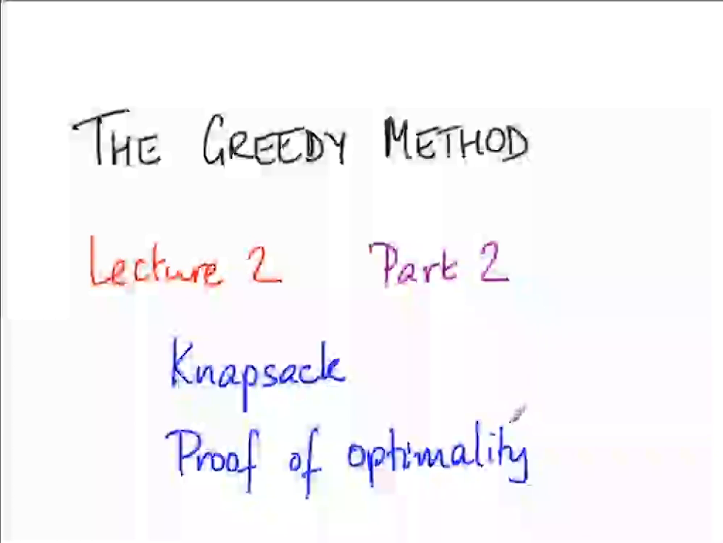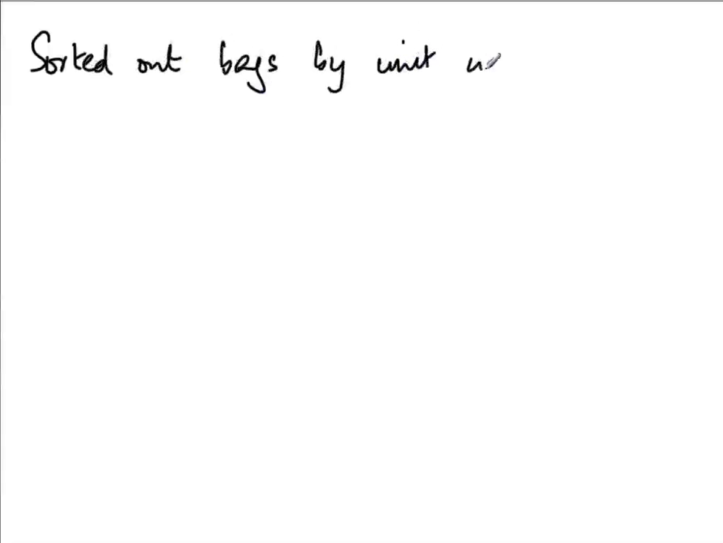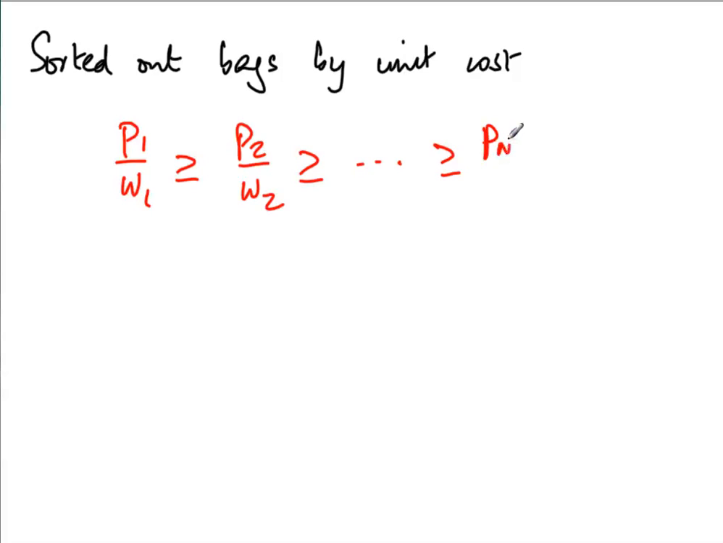So let us now show that our greedy strategy for knapsack is in fact optimal. So remember that we have sorted our bags by unit cost, right? So we can assume that our bags are in order such that P1 by W1 is bigger than P2 by W2, which is bigger than P3 by W3, and so on. And the smallest of the unit cost is the last bag in our section.